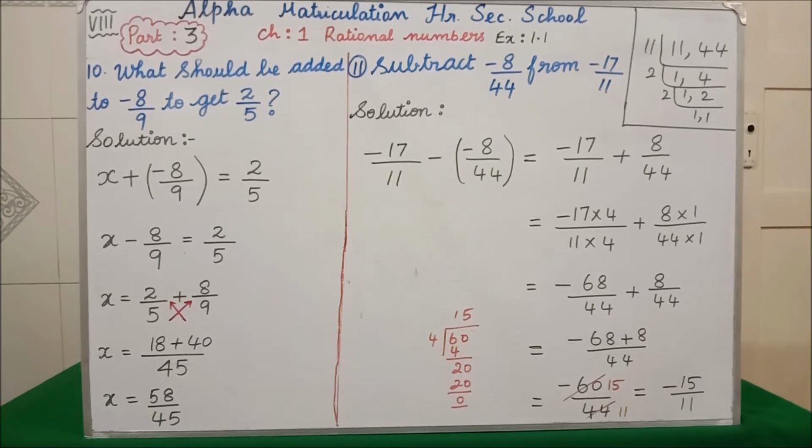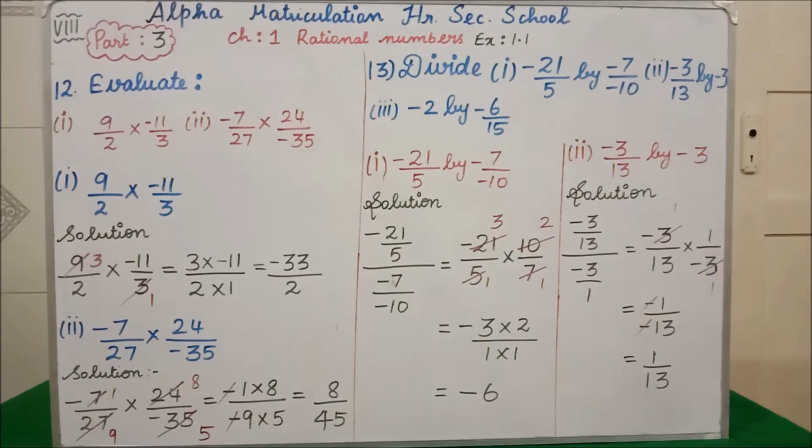Okay. Next we will see the 12th question. The 12th question is evaluate. In the 12th question we are having two subdivisions. The first subdivision is 9 by 12 into minus 11 by 3. This is normal multiplication. If anything in numerator and denominator is getting cancelled, you can cancel. Otherwise you can straightly multiply and write. That's like a multiplication only.